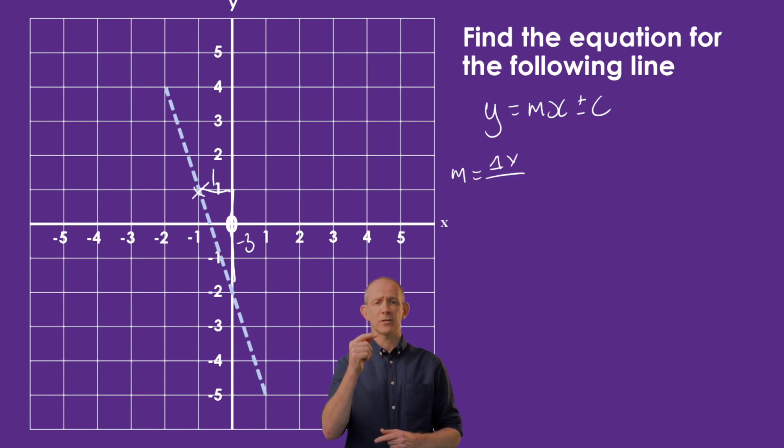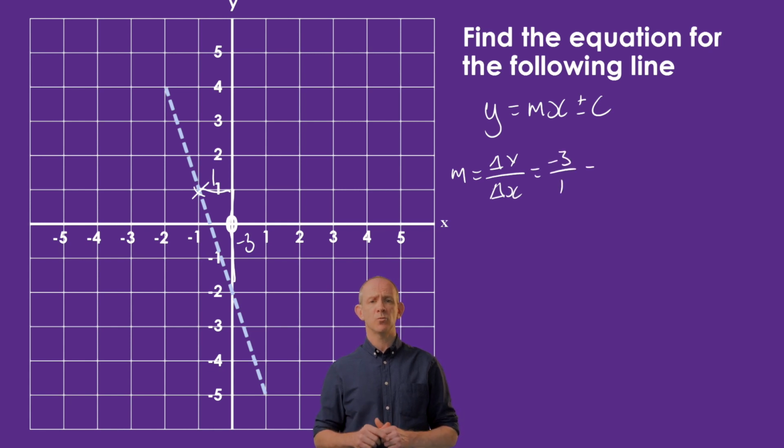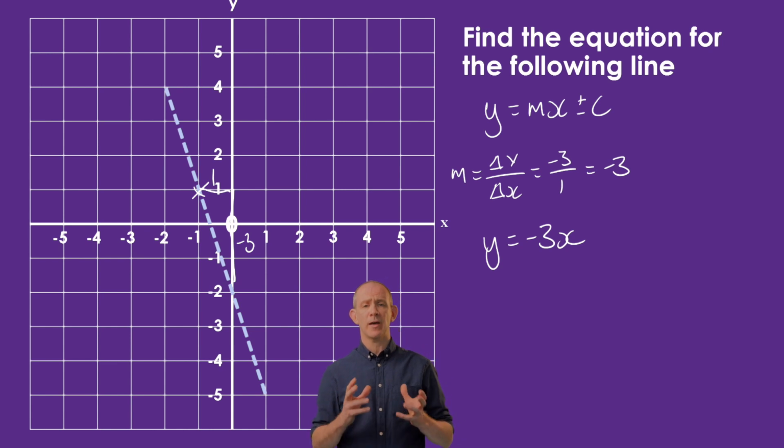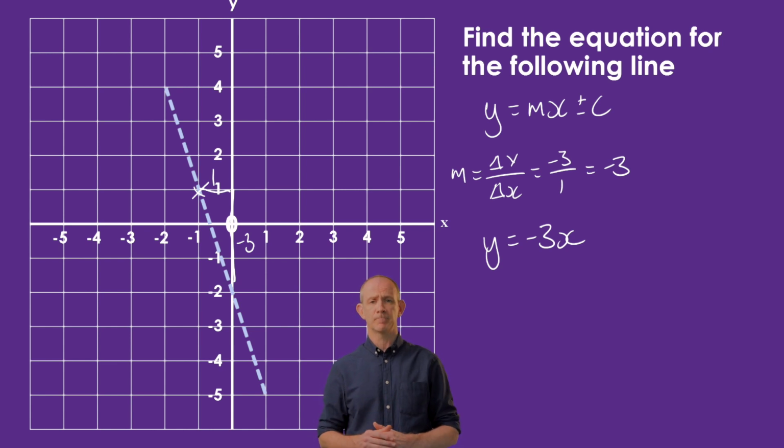And if we count down, it's 1, 2, 3, negative 3. So we know that our change in y will be minus 3, and our change in x will be 1. Minus 3 divided by 1 would give us negative 3. So we know what our m value is, the gradient of our line.